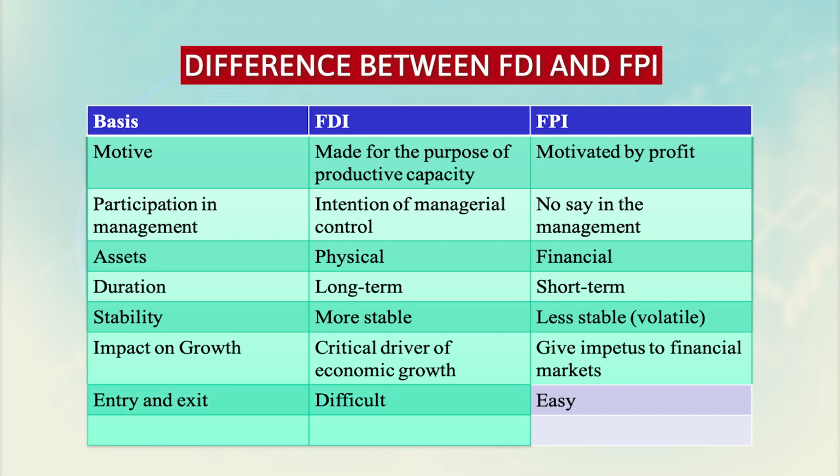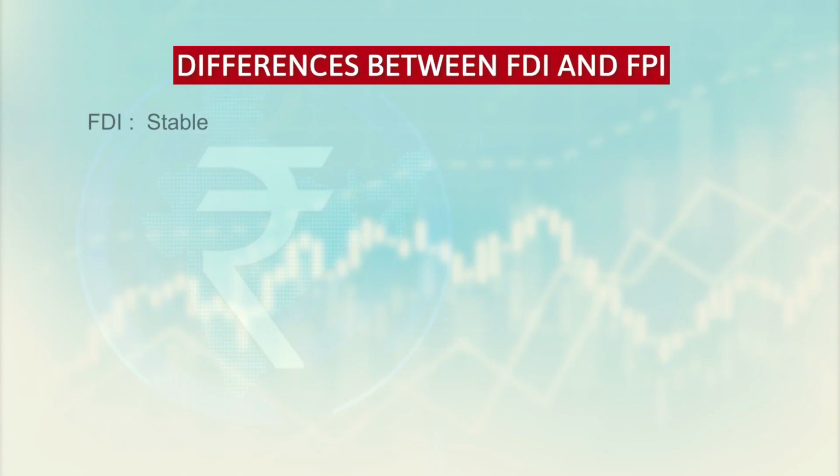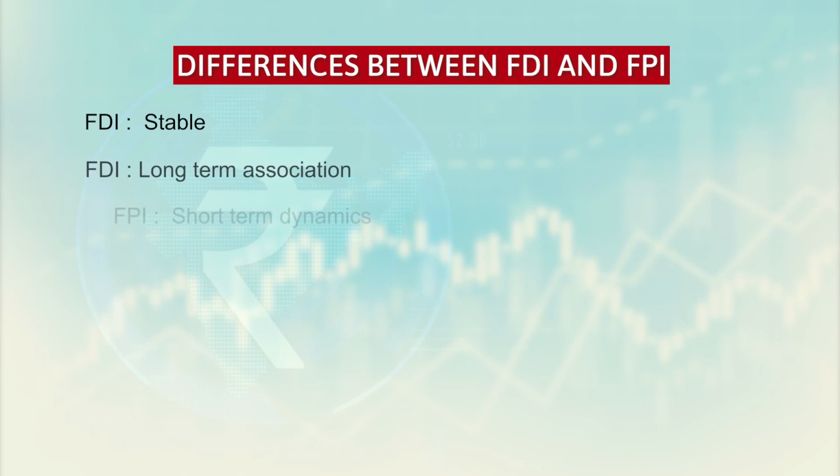In case of FDI, the exit is very difficult, so it is a high sunk cost or non-recoverable cost. But with FPI, the exit is very easy. That's why it is highly volatile and unsafe. So we can come up with the question on differences between FDI and FPI. The differences can be drawn from stability, from long-term association, and also from the short-term dynamics.